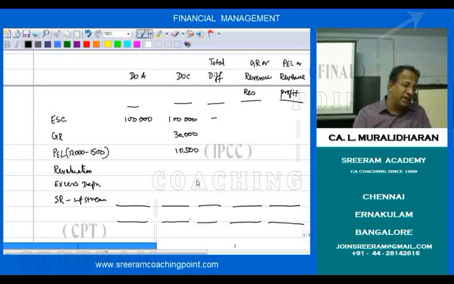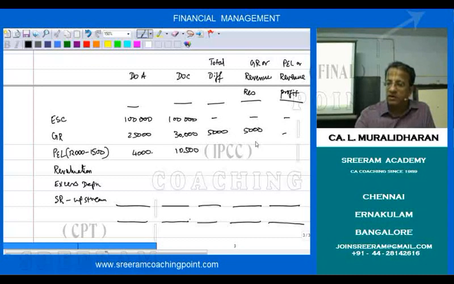Now, these are the 3 matters we have taken up. Now we will update date of acquisition. What is the date of acquisition figure for general reserve? 25,000. Profit and loss account? 4,000. Now we will update each one. 5,000, 5,000. Dash here. 6,500, dash, 6,500. Now we will concentrate on the last 3.